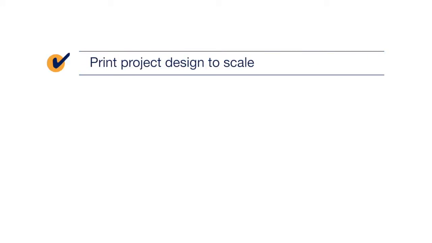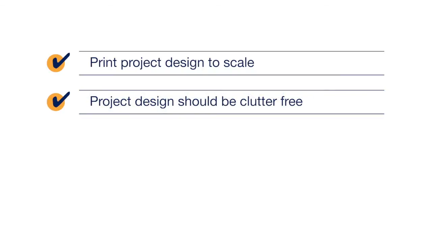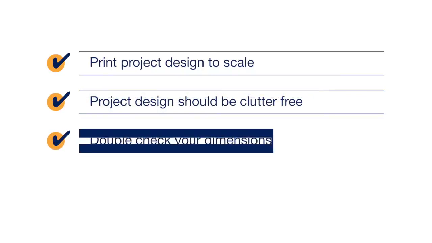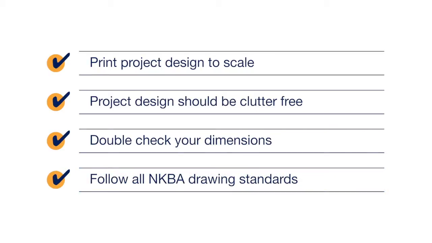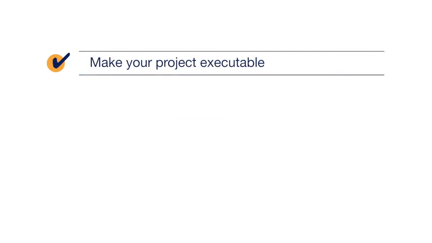So in summary, make sure that your project is printed to scale and the scale is noted. Is your project clutter-free and easy to interpret? Are your dimensions accurate? Did you follow the NKBA Kitchen and Bath Drawing Standards? And lastly, take a minute and look at your document as if you were a contractor or an installer. Can your project be executed? Is it a clear description of what you are trying to design?